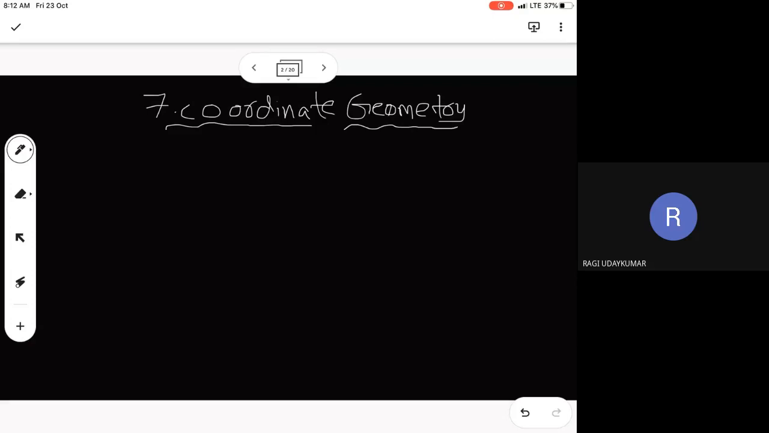So coordinate geometry. In the 9th class you have learned already how to plot the points. Points को कैसे plot करते हैं. The basic things you have learned. Once let us revise this one. Okay. So the horizontal line is called as x-axis. Horizontal line is called x-axis.